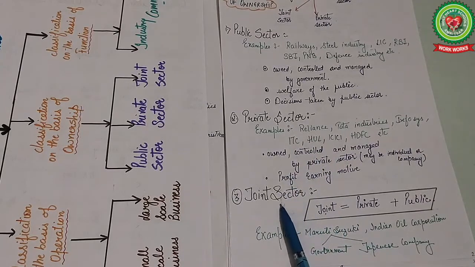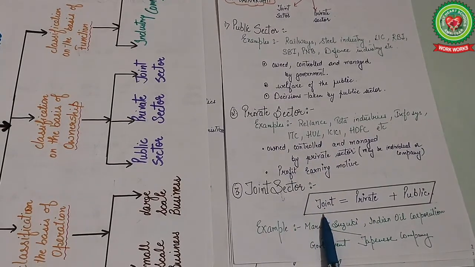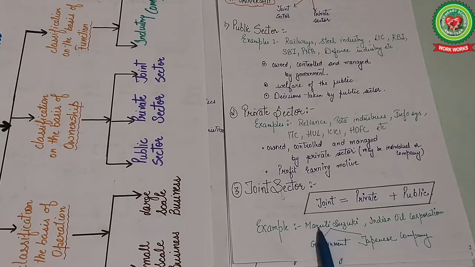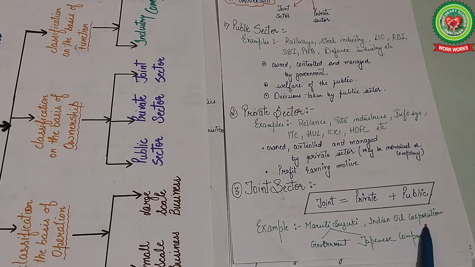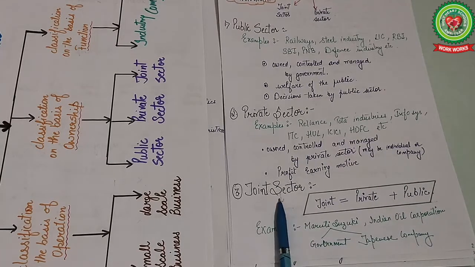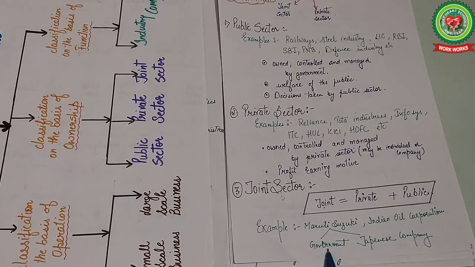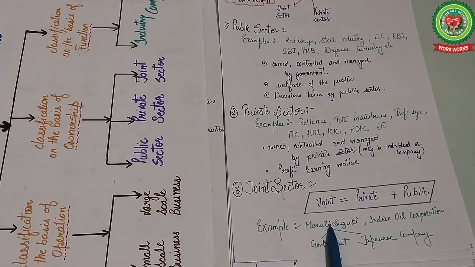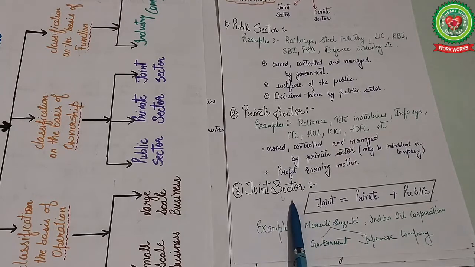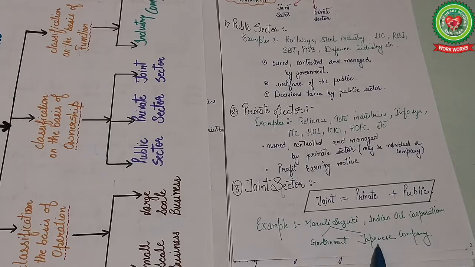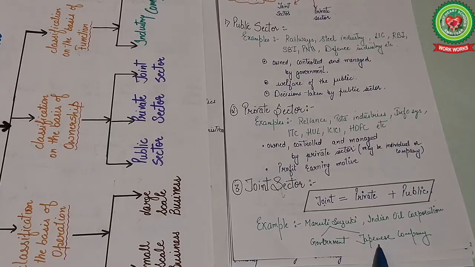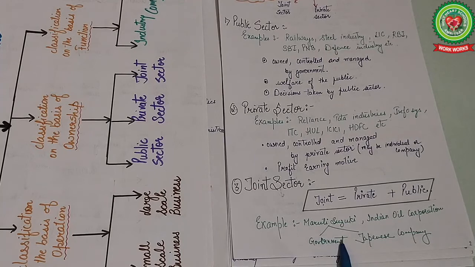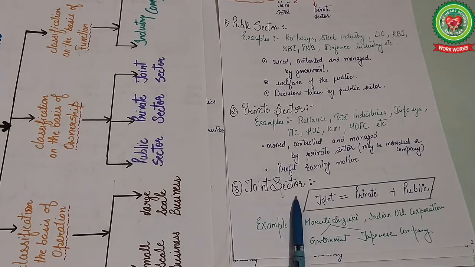The next type is the joint sector. Joint sector means that they are both owned and controlled by the private and the public sector. Examples are Maruti Suzuki Corporation and Indian Oil Corporation. What are these? These are examples of the joint sector. In Maruti Udyog, there is both the control of the government and the Japanese company that produces these goods. That is why it is known as the joint sector, where both the government and the private sector control and manage the company with both motives: to earn profit and also for the welfare of the people. Then it is known as the joint sector.